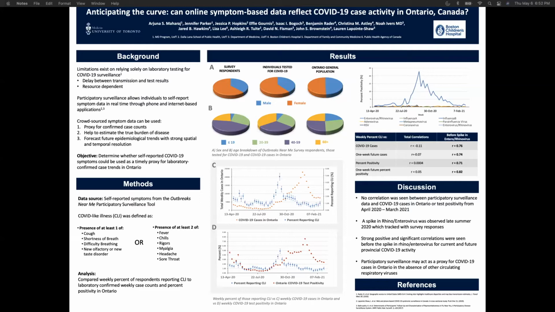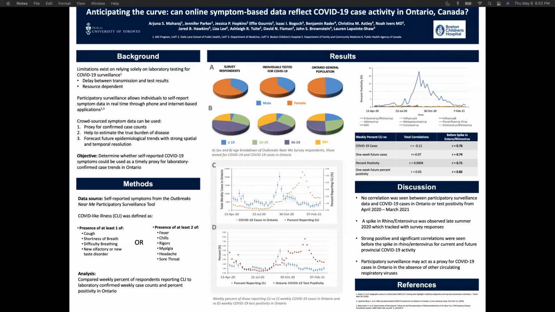Up till now, there haven't been any studies investigating the association between symptom-based data and actual laboratory confirmed COVID cases in Ontario. Therefore, the objective of this study was to determine whether self-reported COVID-19 symptoms can be used as a timely proxy for laboratory confirmed cases in Ontario. So how did we do this? Let's go over some methods.